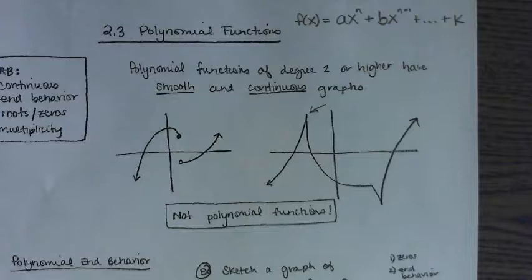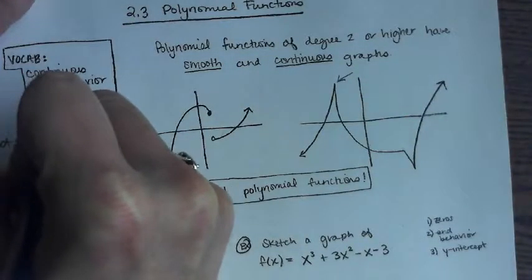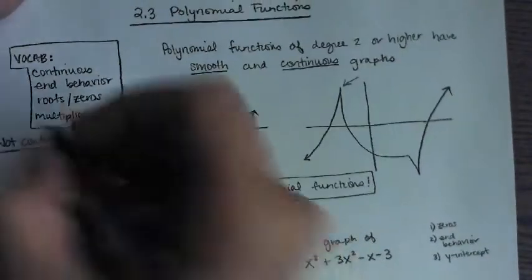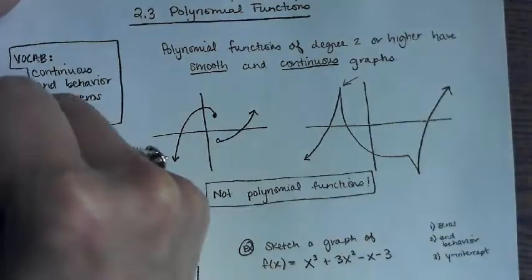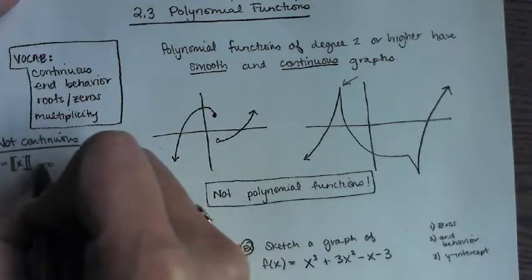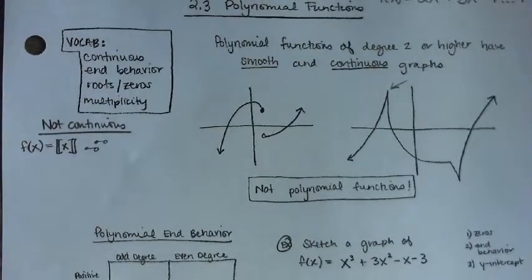So what other functions have you seen that are not continuous? Think about our parent graphs. What are not continuous? Yes. Your step functions, good. Oh, they look kind of like that weird thing. Your steps. There's my quick little sketch.